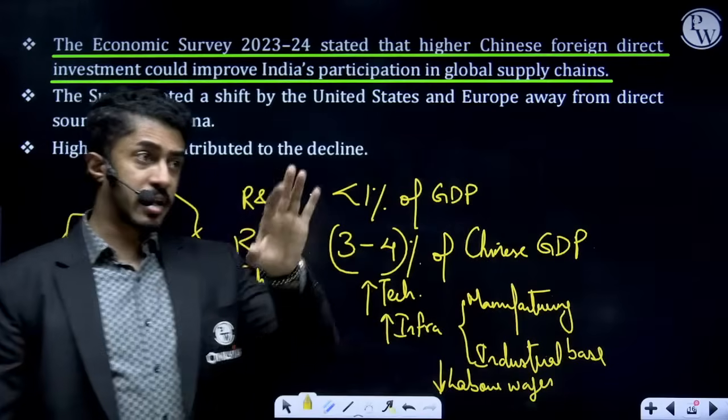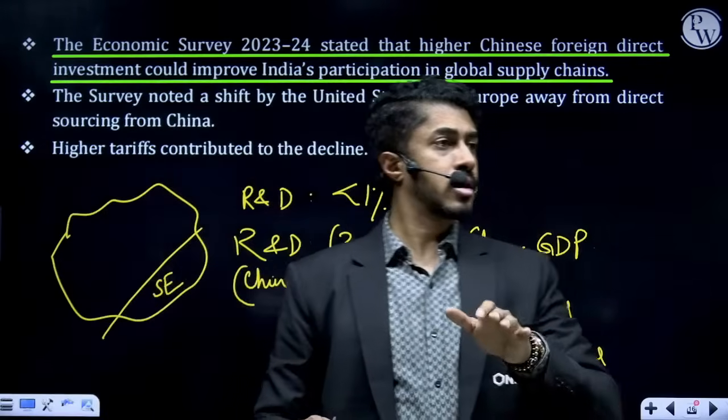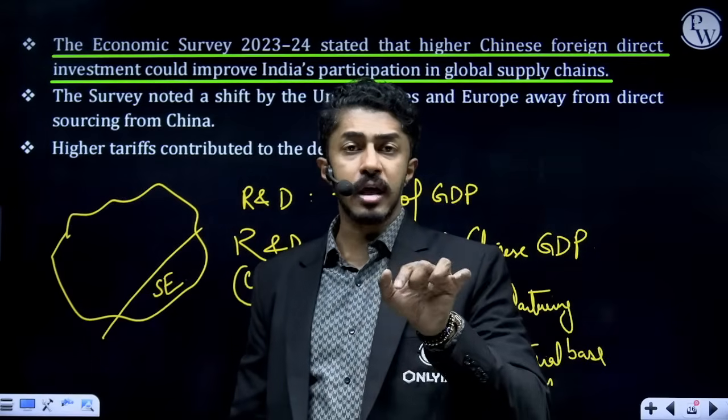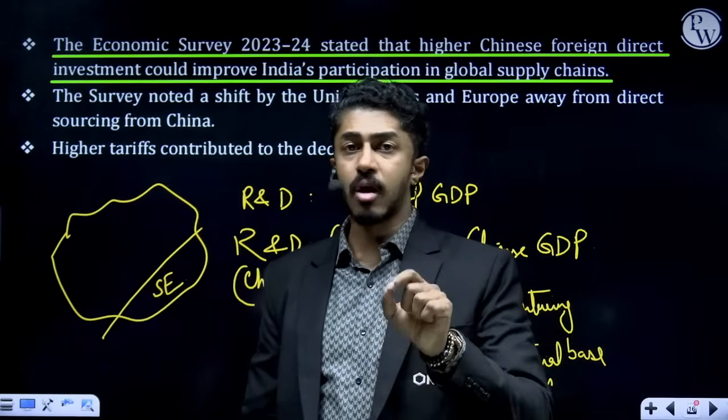There are places in China which have still retained their natural beauty. For example, there is this Tamil movie called I, Vikram's movie. There is a song in it.